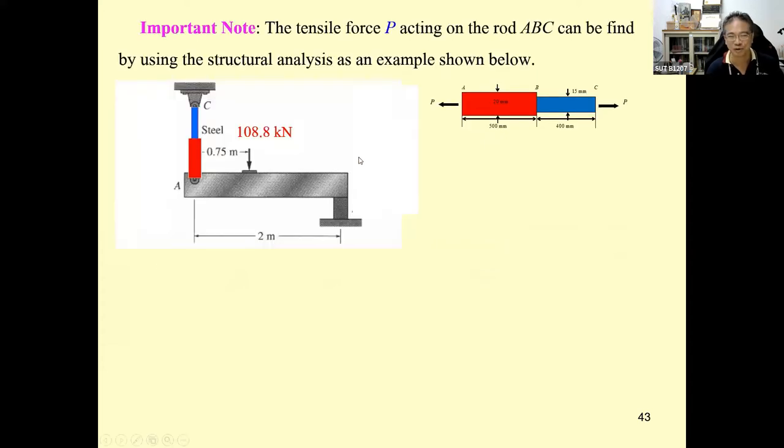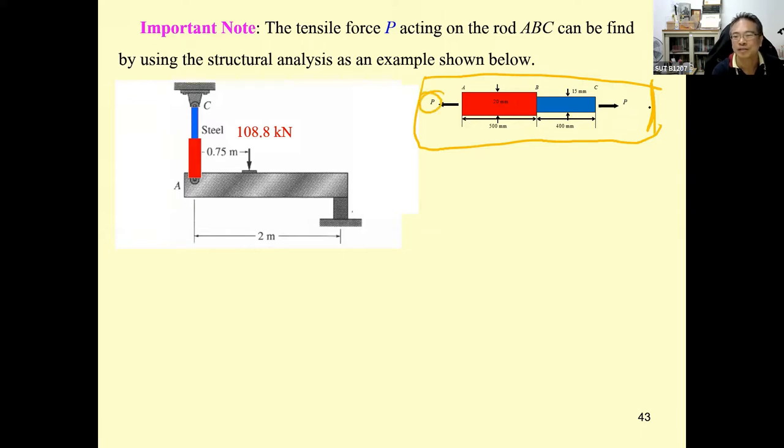They may ask you to do this. This is a two force member, okay? Pin at C and pin at A. And it supports the beam over here, okay? Under the force of 1.8 kilonewton. And then you know this guy is going to be the same one, the two force member.